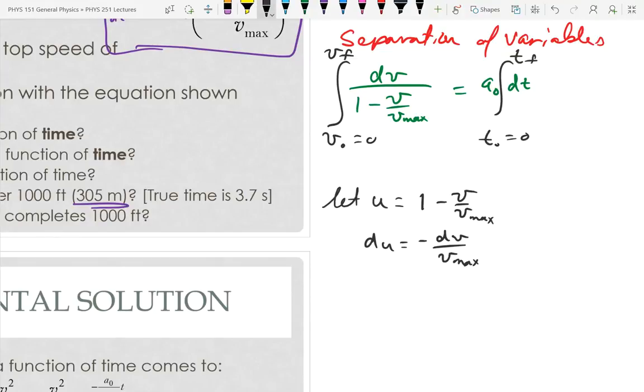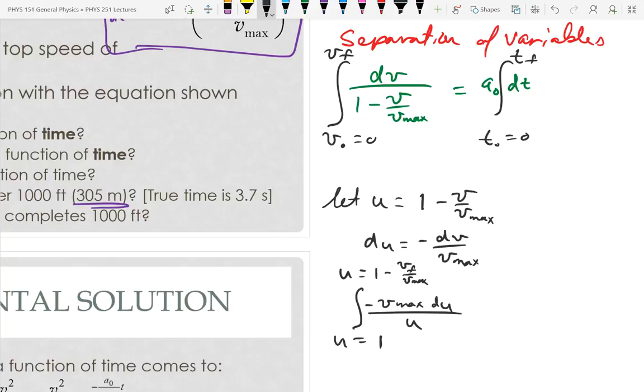So that means my integral is going to become the integral from u equals 1 to u equals 1 minus v final over v max. And since du is minus dv over v max, then dv is minus v max du. So there I put dv on top over my u.